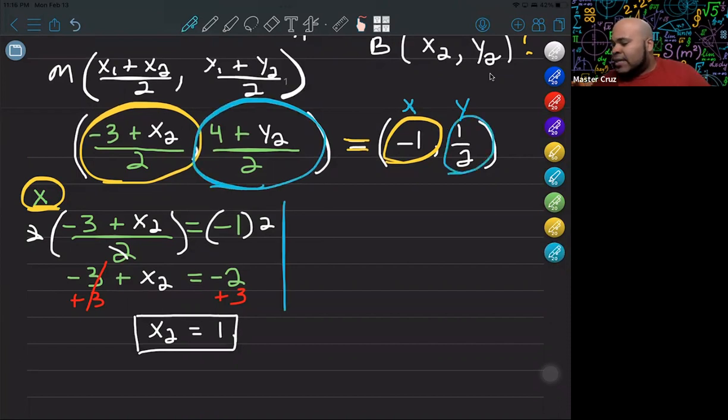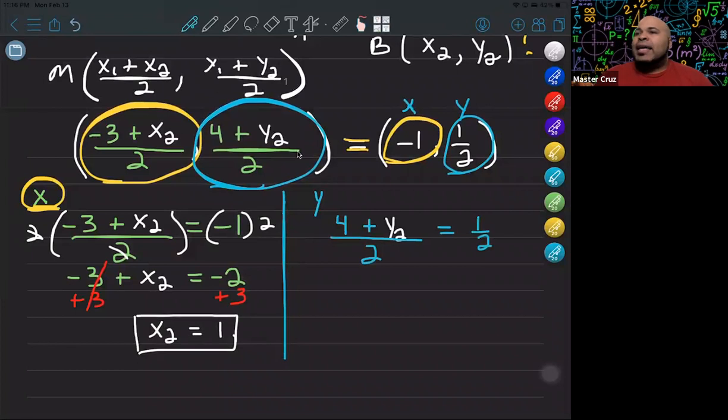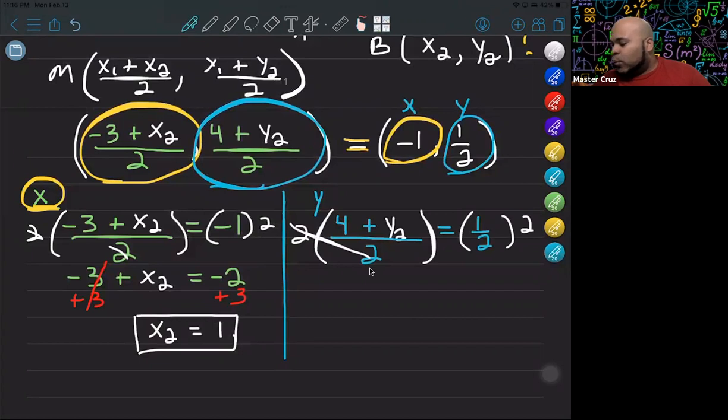So now this is going to be for y. To find y, I'm going to write down (4 + y2)/2 = 1/2. I got this from the y coordinates of my points. I set them equal to each other, and then I solve for it. Again, this is a fraction, so I'm always going to multiply by 2 because that's the denominator, so I can cancel it. And then I get that 4 + y2 = 1/2 times 2.